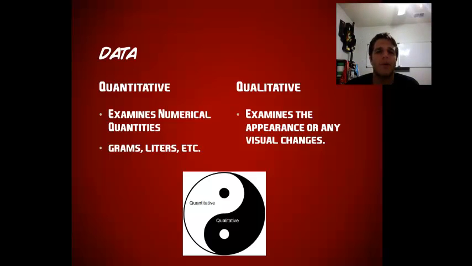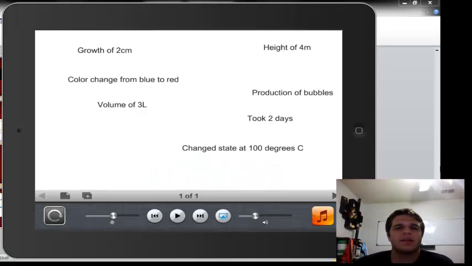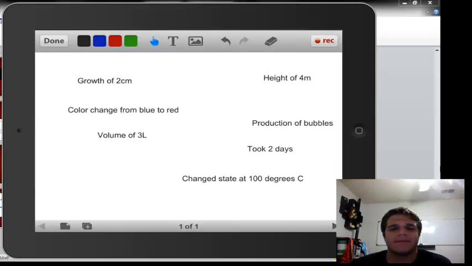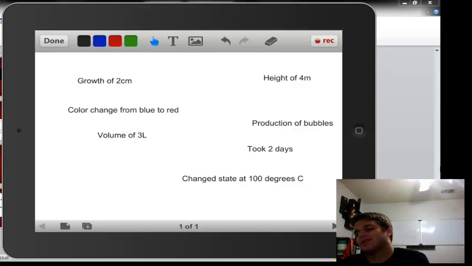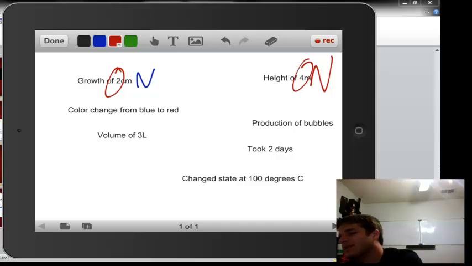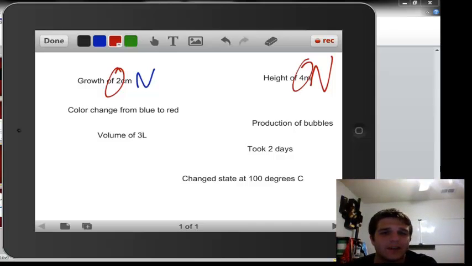Now, what does quantitative and qualitative data look like? I'm going to jump on the whiteboard over here and show you a few examples. So you can see on the iPad screen we have a number of different examples of quantitative and qualitative data. Now, how these are classified is another question altogether. So what do you think? Is a growth of 2 centimeters qualitative or quantitative data? If you said quantitative data, you're exactly right. Is a height of 4 meters quantitative or qualitative data? If you said quantitative, you're exactly right. Now why? It's because of these numbers, right? It deals with numbers having a quantity to display.